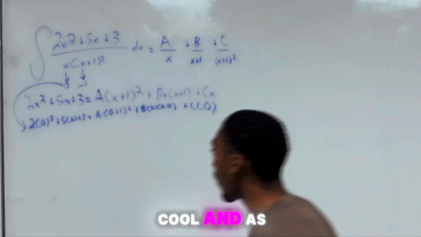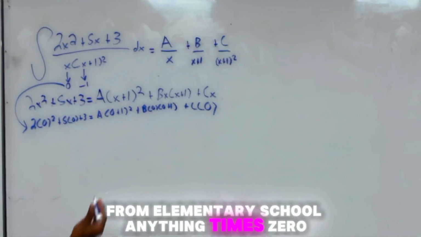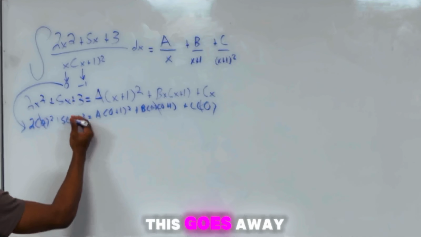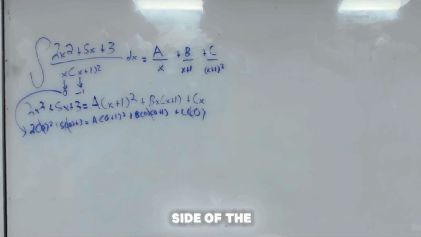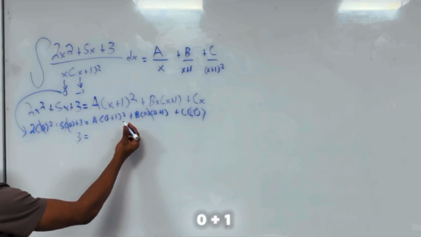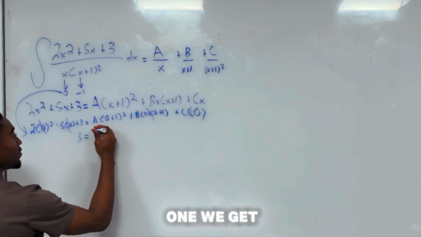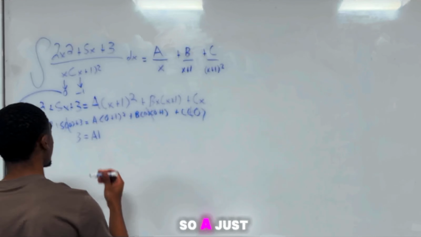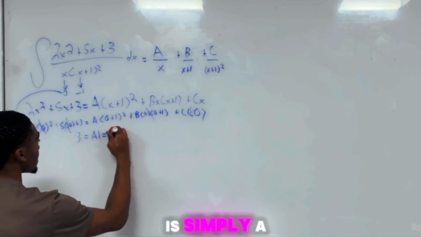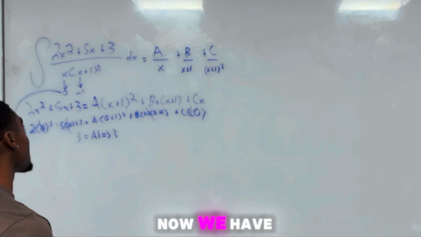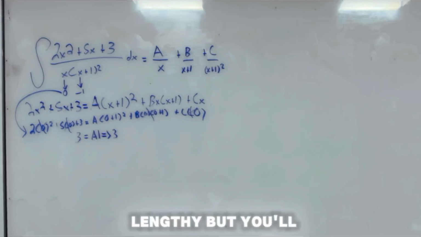Cool. And as we already know from elementary school math, anything times 0 is just 0, so this goes away, this goes away, this goes away, and this goes away. So on the left side of the equation is 3. And on the right we have 0 plus 1 to the second power, which is just 1. We get a 1. Now remember, we want a by itself, so we can plug it in back up here. So a, just by looking at this, is simply a is equal to 3. Cool, pretty easy, right? Now we have to do the same thing for b and c, which is pretty lengthy, but you'll get used to it.